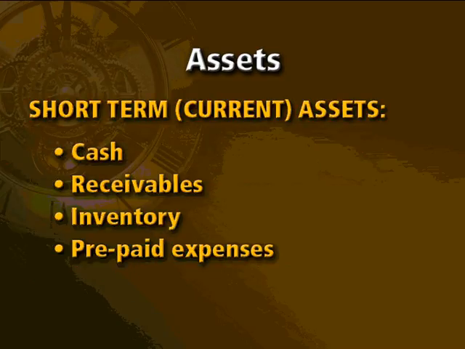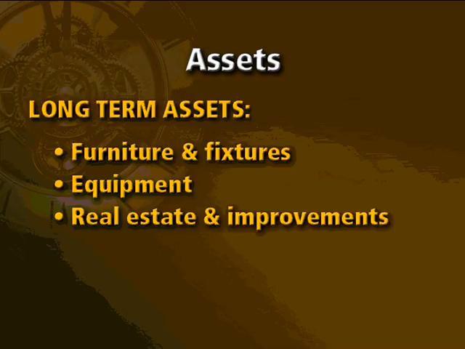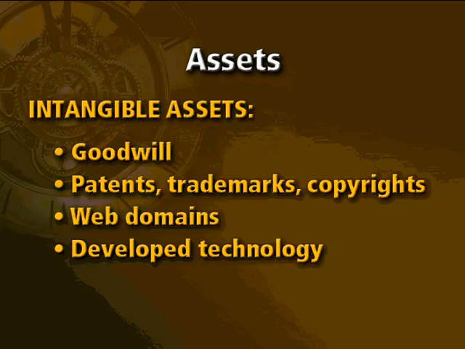Common types of short-term assets include cash, receivables or money that your customers owe you, inventory, and prepaid expenses. Long-term assets include things that the business needs to operate, such as furniture, fixtures, equipment, a building. Intangible assets are those assets which you can't touch or feel. Intangible assets include such things as patents, trademarks, copyrights, or developed technology.